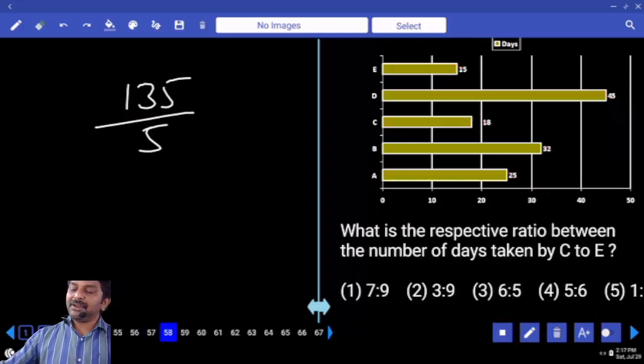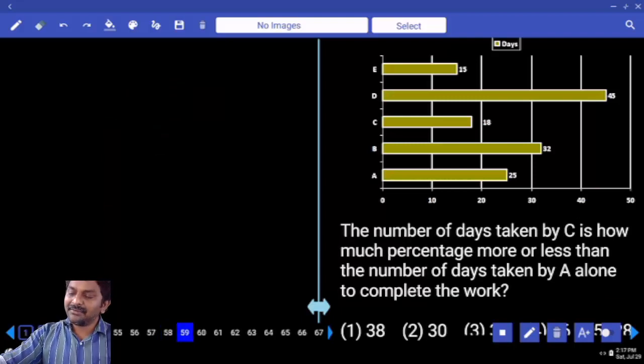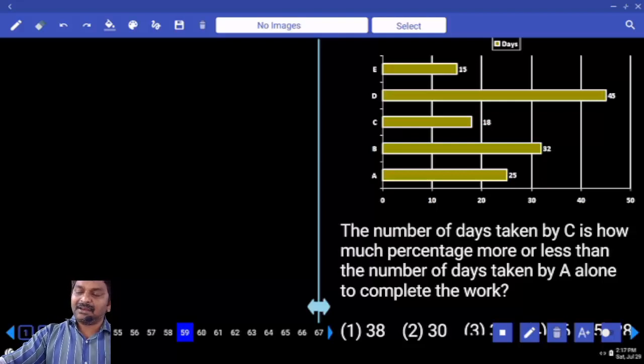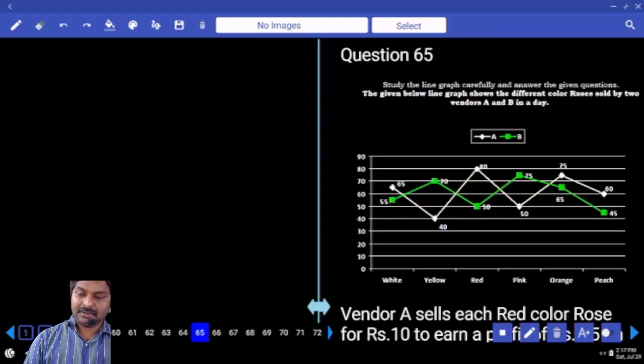What is the respective ratio between the number of days taken by C and E together? Is this needed? The number of days taken by C is how much percentage more or less than the days taken by A alone to complete the work? Is it needed? Right, 65.